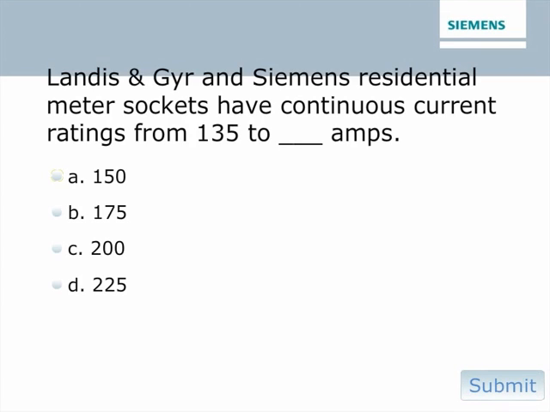That concludes Section 2. Let's move on to the next knowledge check. Question 1. Landis+Gyr and Siemens residential meter sockets have continuous current ratings from 135 to blank amps. Is it A, 150; B, 175; C, 200; or D, 225?